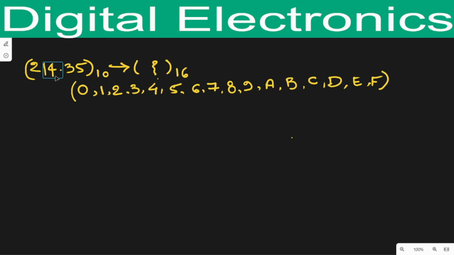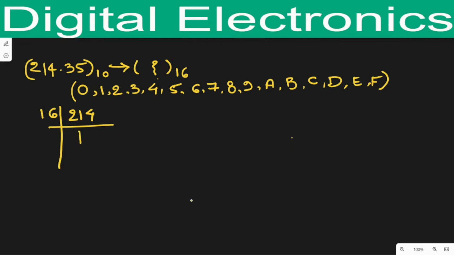As we discussed in our previous example, when we convert any decimal number into another number system, we divide the integer part by the base of the other number system. Here the number system is hexadecimal, that's why we will divide the integer part 214 by 16. So let's start our procedure. Here we make a table and write the integer part 214 and divide it by 16.